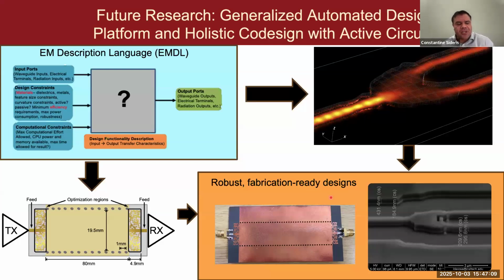Okay, so to conclude the talk, in terms of where I see this research headed, I would like to develop a framework that can be used to automate the synthesis of generalized electromagnetic devices based on a high-level description language of sorts, such as an EM description language, EMDL, combining passive electromagnetic components, active circuits, and even digital circuits, and co-optimizing everything. This is clearly a very challenging problem, but there's lots of room for exciting developments and collaborations in this space.